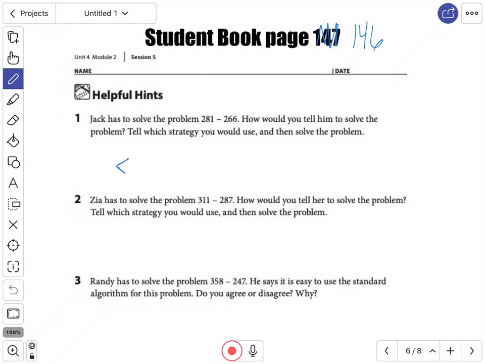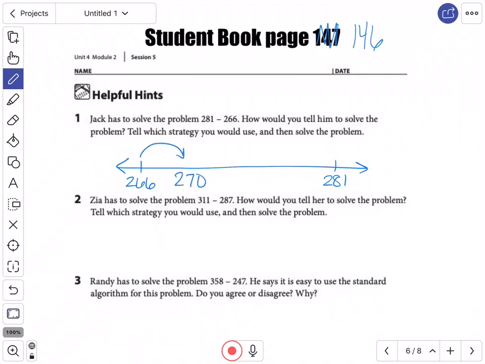So for Jack, I think the best strategy here would be just to find the difference by adding from 266. So for this one, I'm actually going to draw a number line. And I'm going to go ahead and put 266 on this side of it, and I'm going to put 281 over here, okay? Because I think these numbers are close enough together where I could just do it that way and it would work out just fine.